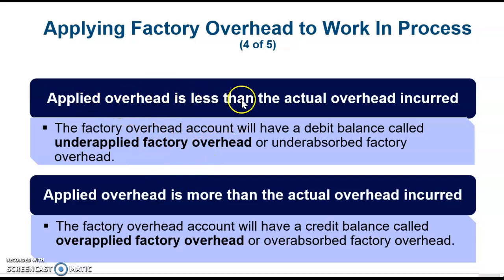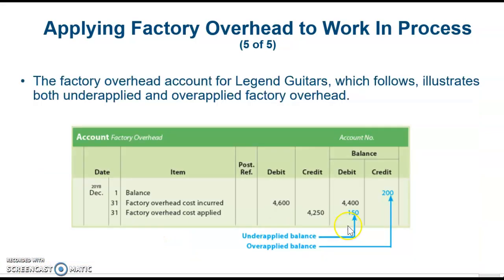If we apply less than we actually have, we under applied. If we applied more than we actually had, then we over applied. So over applied factory overhead will have a credit balance. Under applied factory overhead will have a debit balance. What we want to happen is for it to be zero. So here it's just showing you that when it has a debit balance, we under applied, and when it has a credit balance, we over allocated it or over applied it.